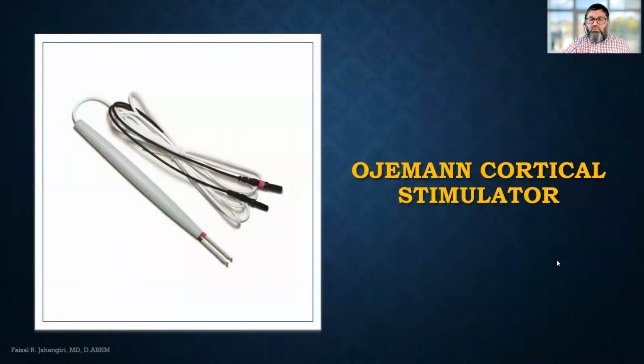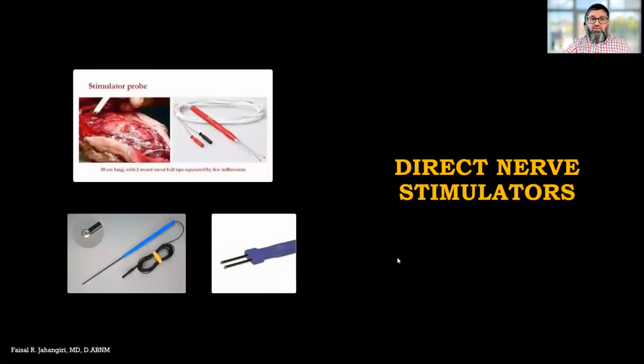The Ojemann cortical stimulator is a stimulator which comes with the Ojemann system, which is hard to find in the market. But it's a bipolar stimulator, and any other bipolar stimulator can be used for bipolar stimulation instead of this one.